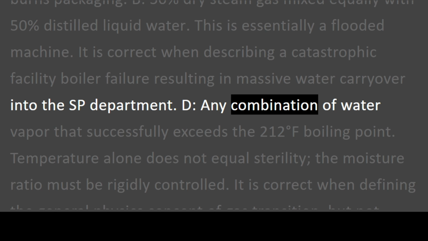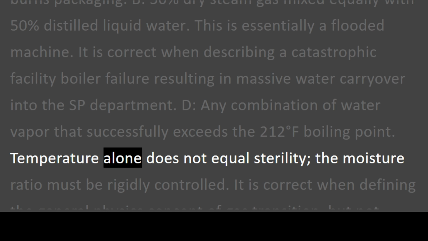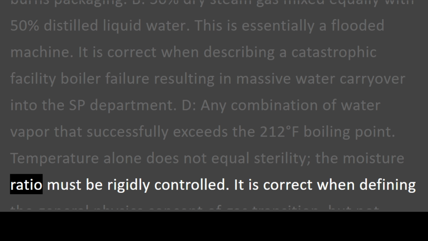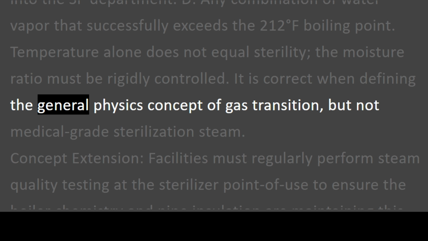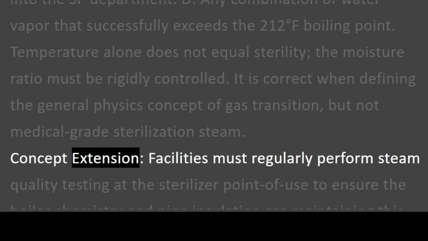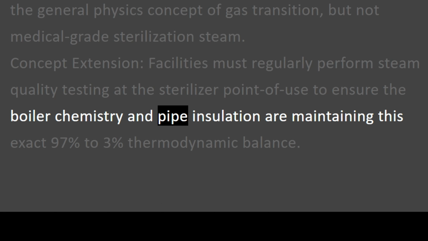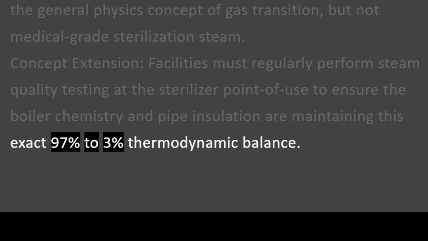D. Any combination of water vapor that successfully exceeds the 212 degrees Fahrenheit boiling point. Temperature alone does not equal sterility. The moisture ratio must be rigidly controlled. It is correct when defining the general physics concept of gas transition, but not medical-grade sterilization steam. Concept extension. Facilities must regularly perform steam quality testing at the sterilizer point of use to ensure the boiler chemistry and pipe insulation are maintaining this exact 97% to 3% thermodynamic balance.